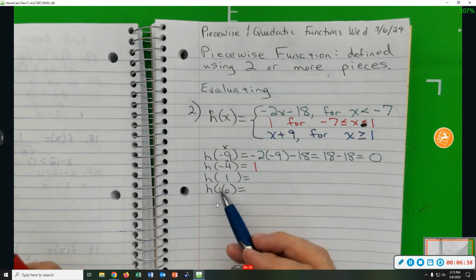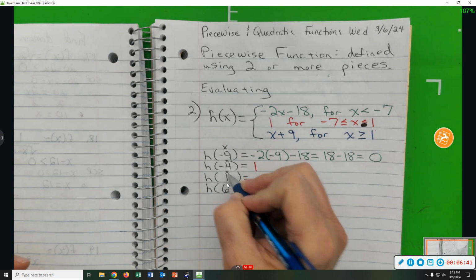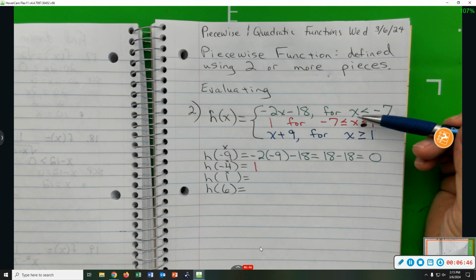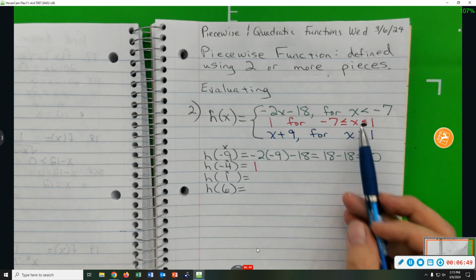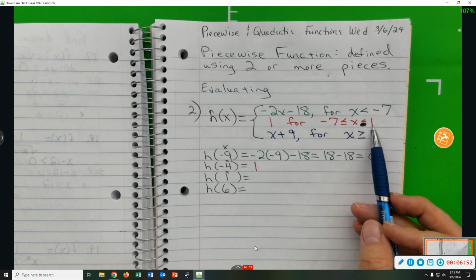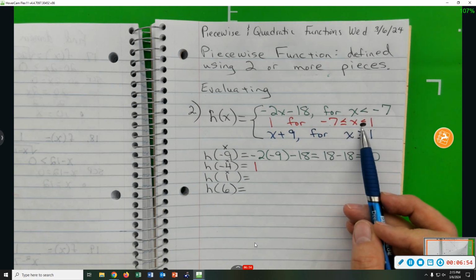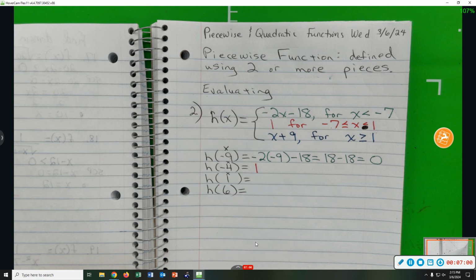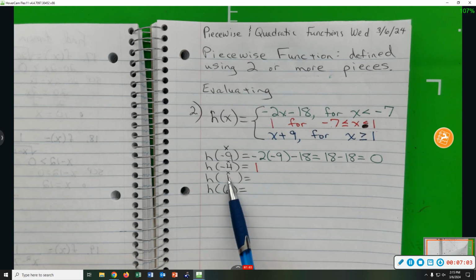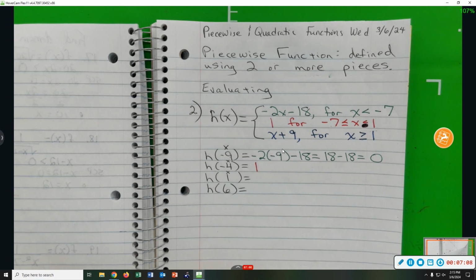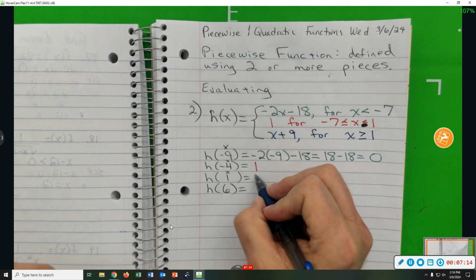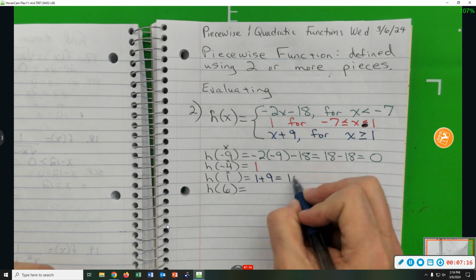Okay, the third piece, h of 1. In this case, x is 1. Which inequality allows x to be 1? Is 1 less than negative 7? Is 1 between negative 7 and positive 1? Notice there's no equality there. Or is it this one? 1 is greater than or equal to 1. Which inequality is satisfied by an x value of 1? And keep in mind, it can only be one piece. That last one, so it's the blue piece. We plug in the 1. 1 plus 9 is equal to 10.